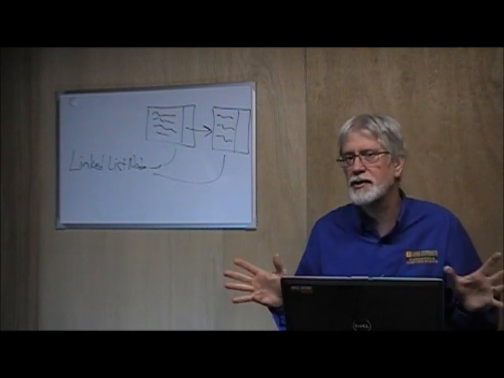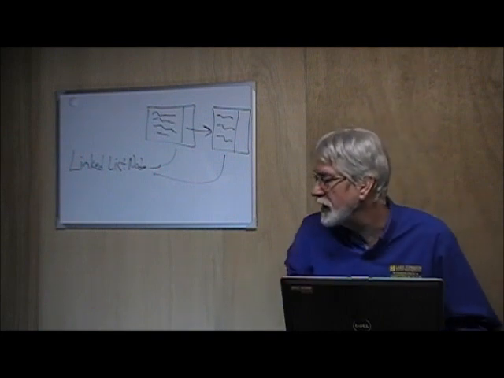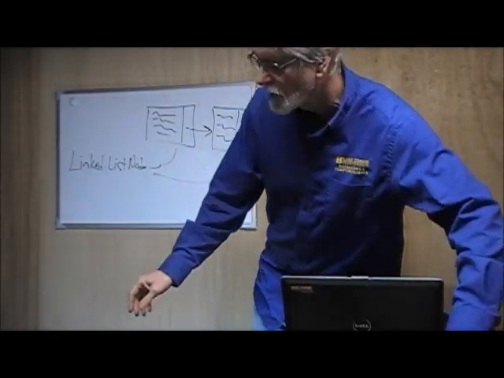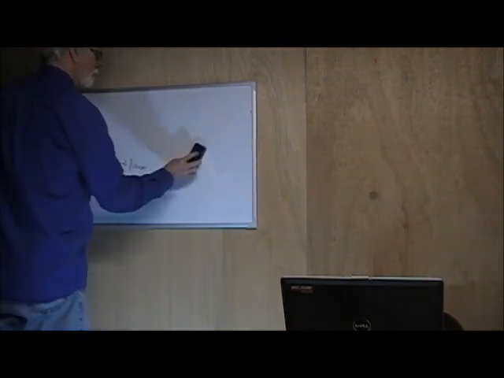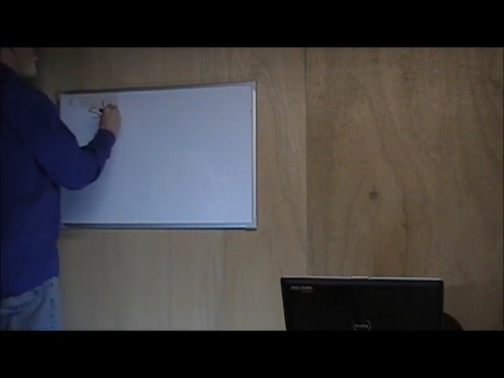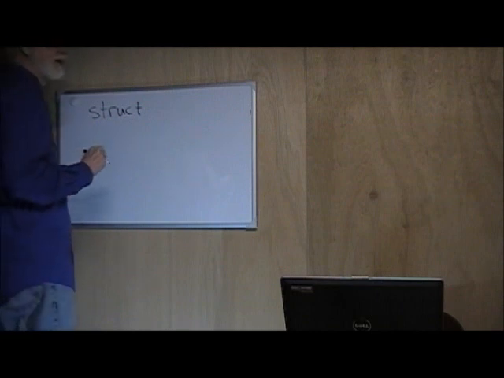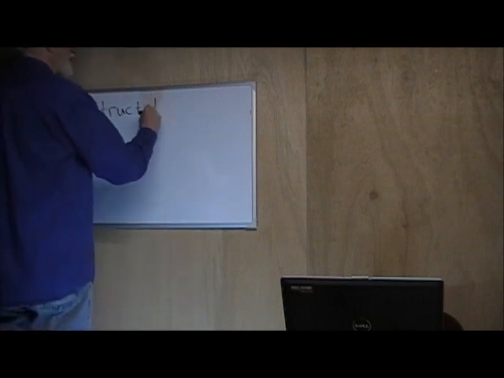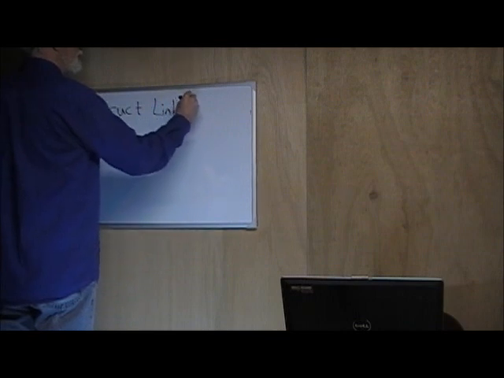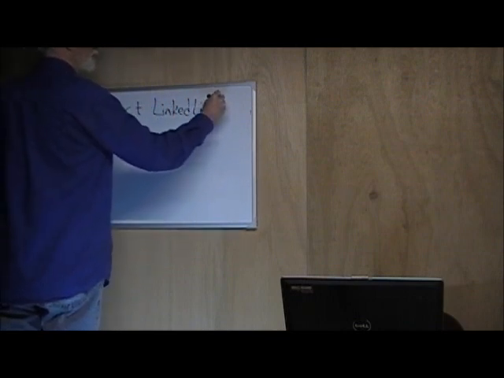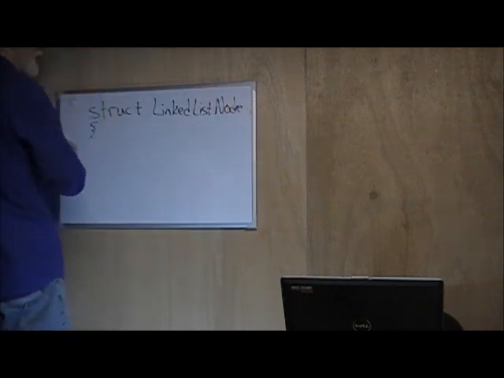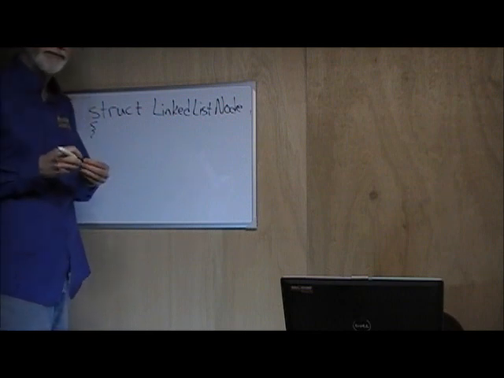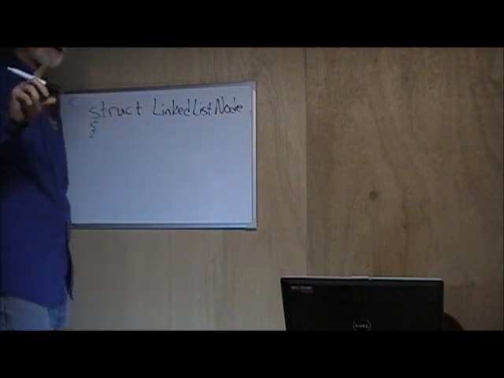Now, all structs are defined the same way. They start with a keyword called struct. So, let's take a look at that. Okay, so you get the keyword struct, and then you get a name, and the name is something you pick. In this case, I'm going to pick linked list node. We've talked a little bit about linked lists, but we're going to take a deeper dive into what that linked list node actually is.